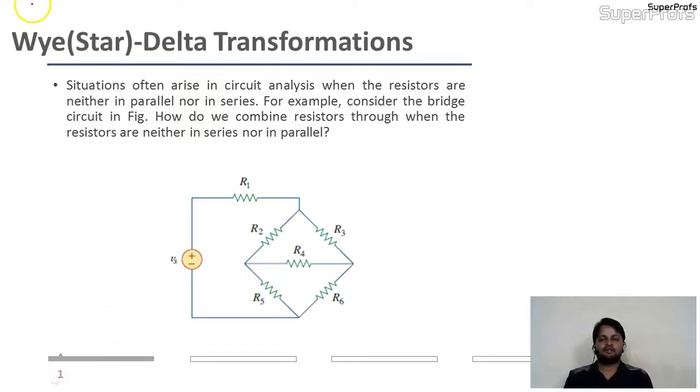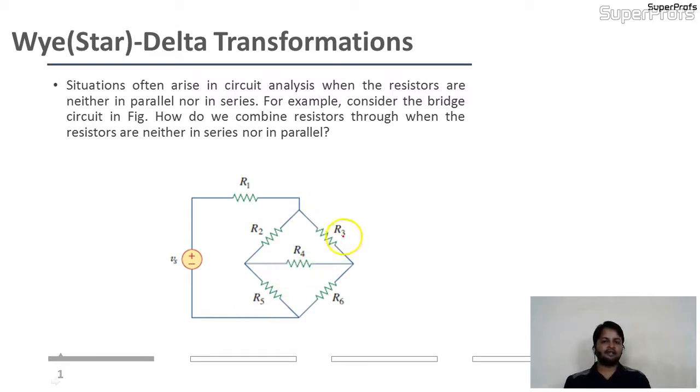Now, this is also the very important transformations: star to delta and delta to star. Sometimes when we resolve the circuit by series and parallel combination and we want to get the R equivalent of the circuit, we encounter a circuit in which there is no series combination, no parallel combination. And we know how to solve only series and parallel combinations.